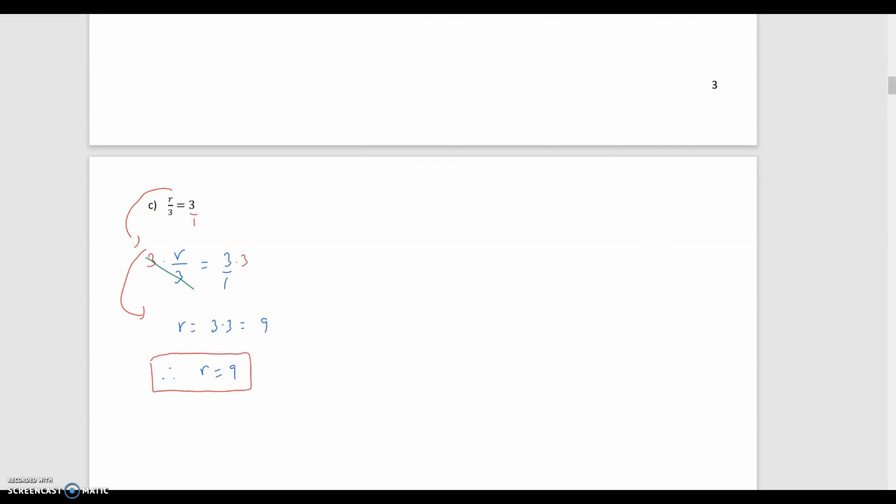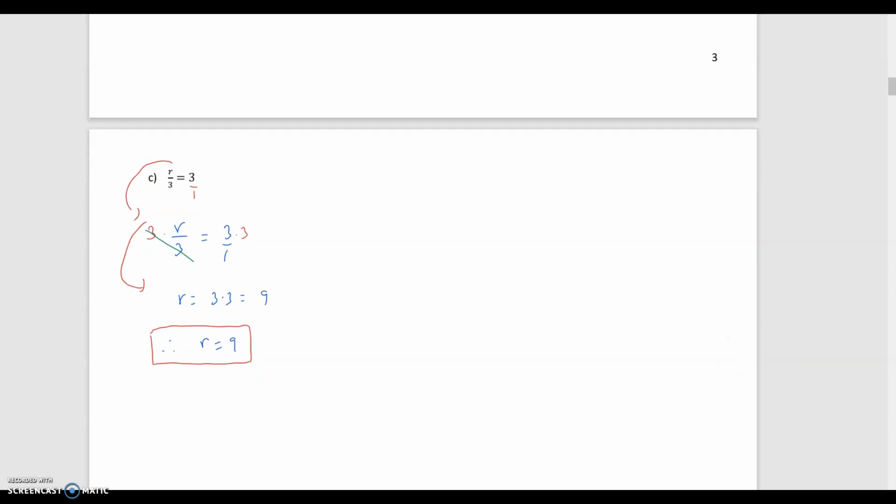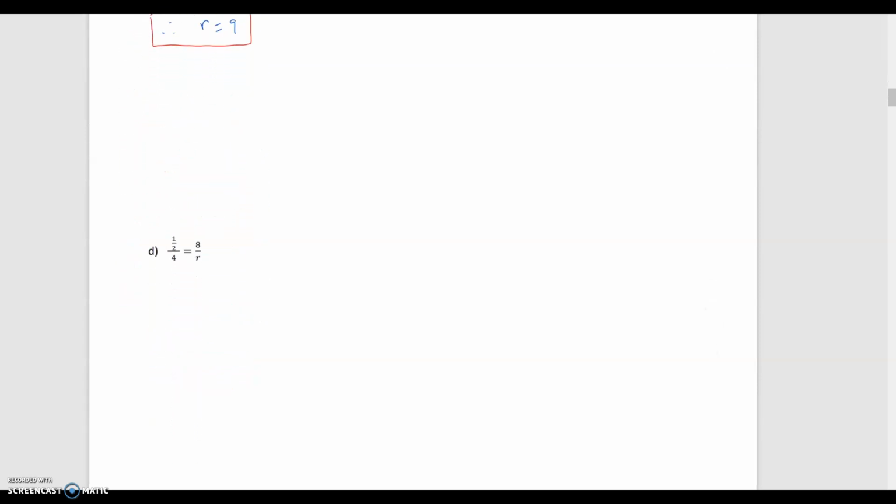So here, cross multiplication would have just required us to rewrite one more step with 1 times r. This one ended up being about the same in terms of length. Let's move on to D.